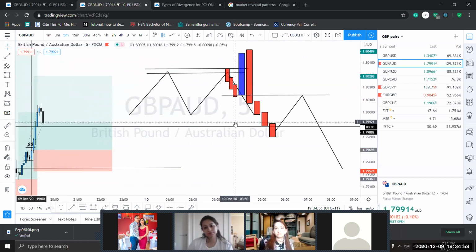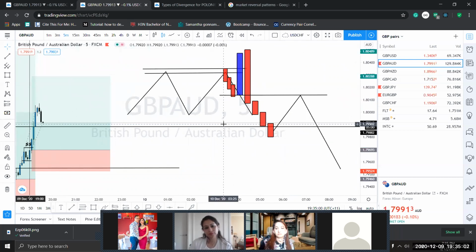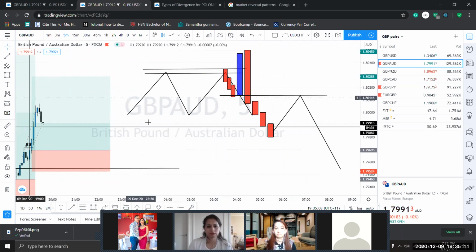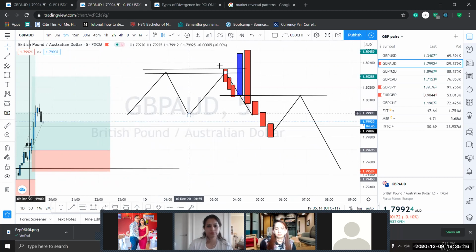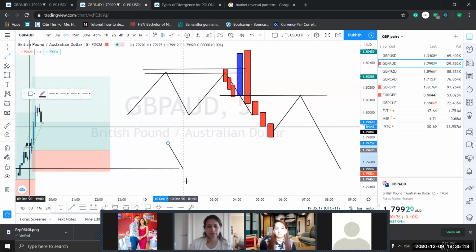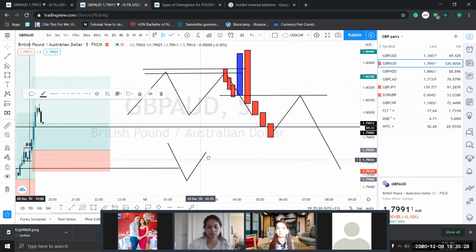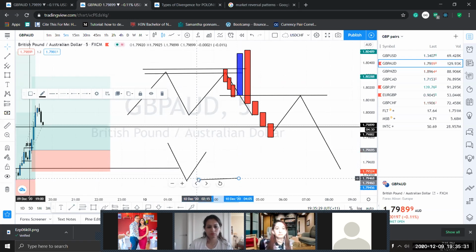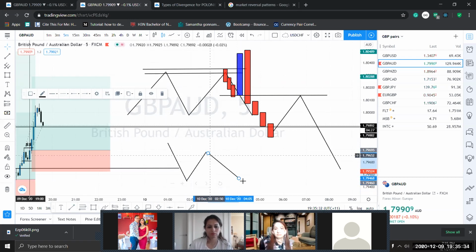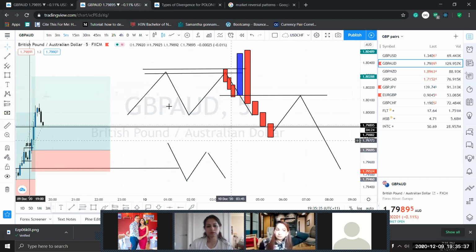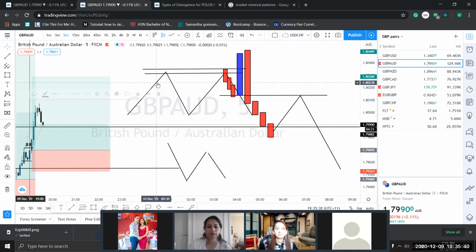Most of the time, when you see a double top, be careful. It's obvious that you will get profit in the double top. What does double top mean? It's a pattern, not a candle. It's an M pattern or W pattern. That means double top and double bottom. Double top, double bottom, W pattern.